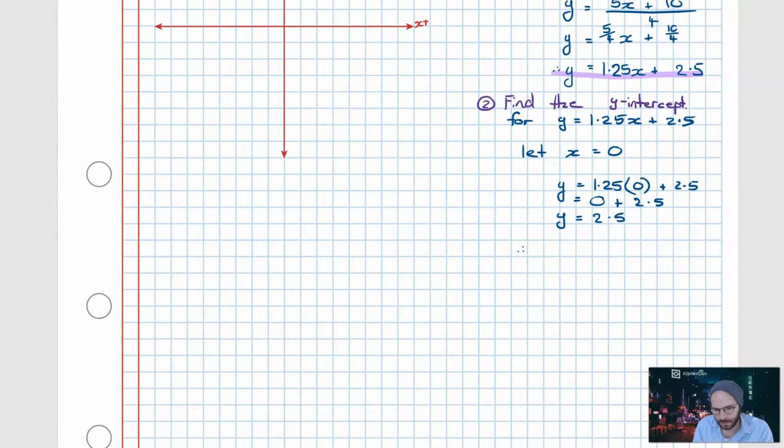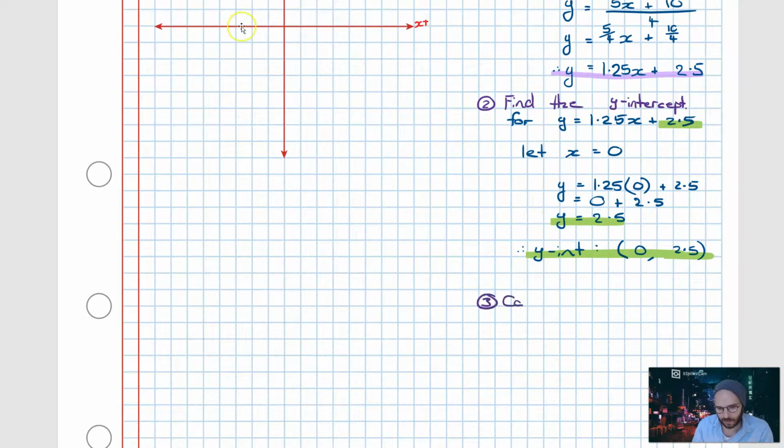So the y-intercept is located at 0, 2.5, like so. Or perhaps, if you're quite astute, you would have identified that the y-intercept here, this 2.5, is simply the c constant in our slope-intercept form. So if you wanted, you could skip this intermediate step and just state y-intercept is at 0, 2.5. You don't have to show this working out when you're proficient.